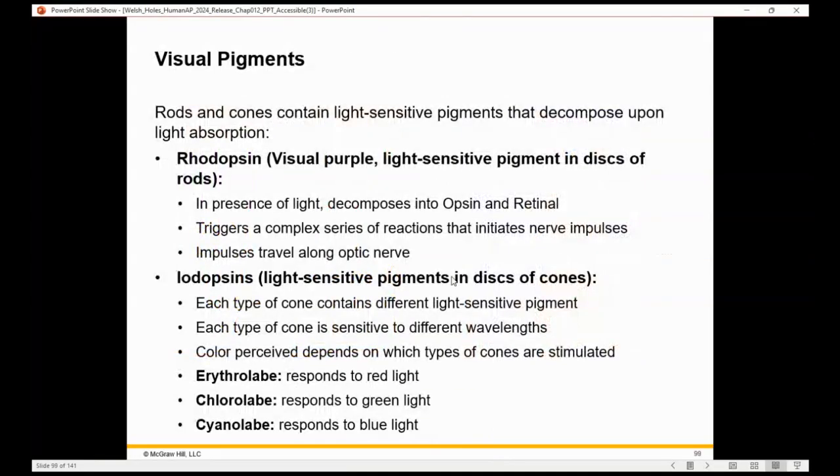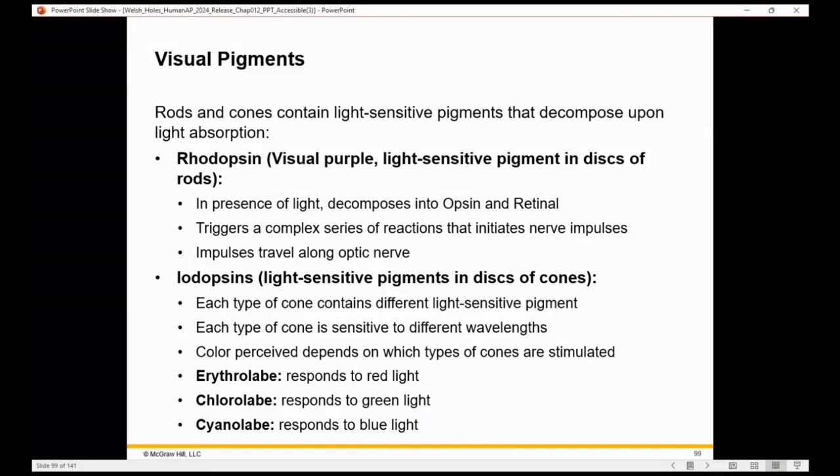Rods and cones contain light-sensitive pigments that decompose upon light absorption. Rhodopsin, which is visual purple, is a light-sensitive pigment in the discs of the rods. In the presence of light, it decomposes into opsin and retinol. This triggers a complex series of reactions that initiates nerve impulses, and the impulses travel along the optic nerve.